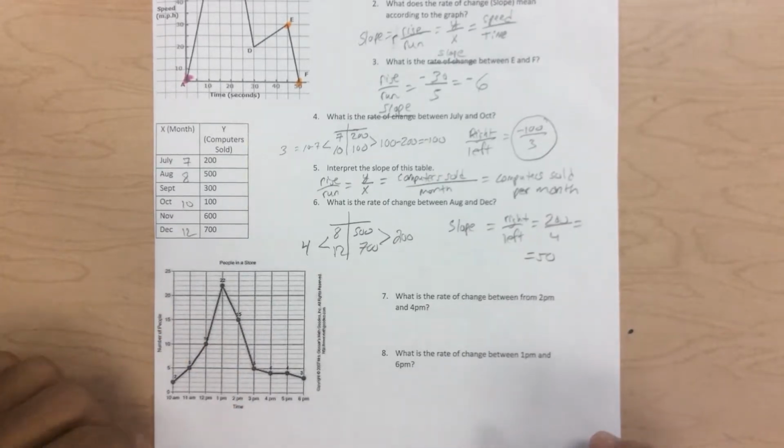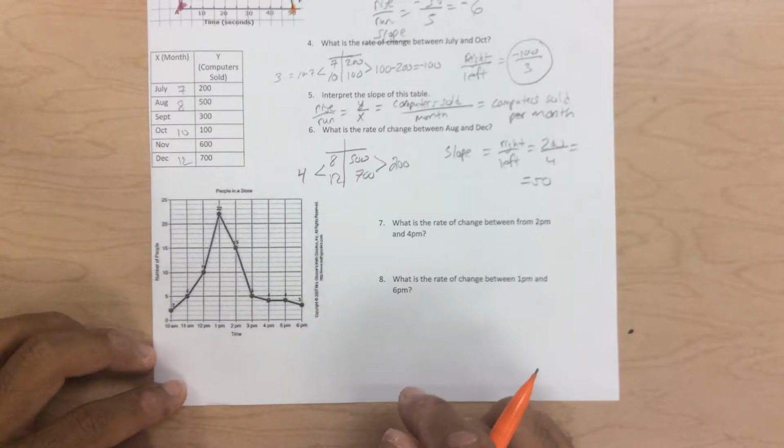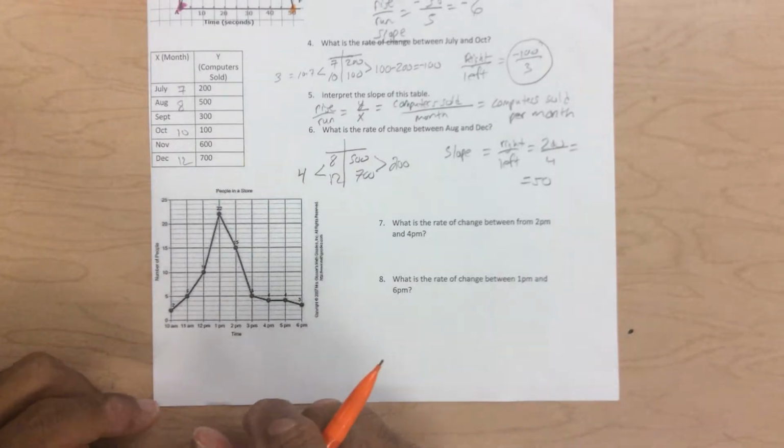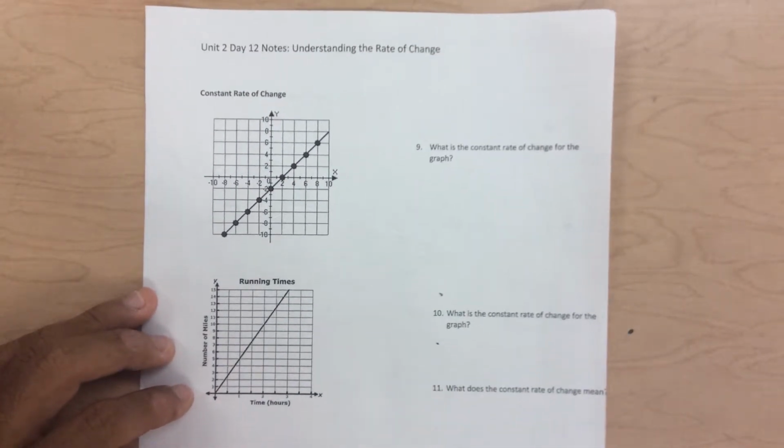Now, on your own, you go ahead and work out 7 and 8. And if you have any questions, please do not hesitate to ask me in class tomorrow. Let's move on to the other side where it says constant rate of change.